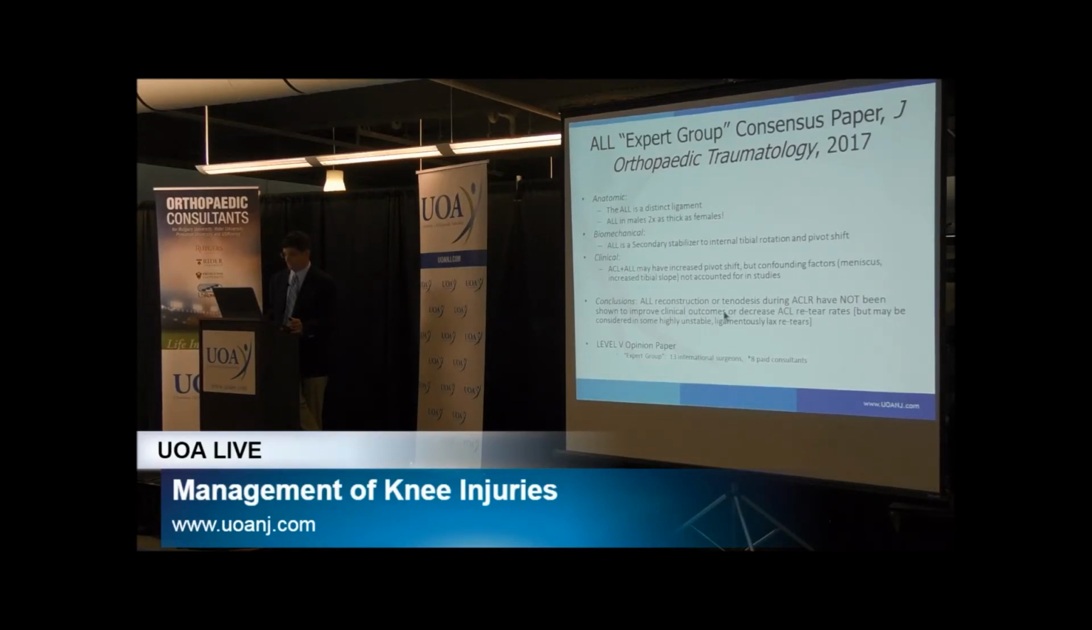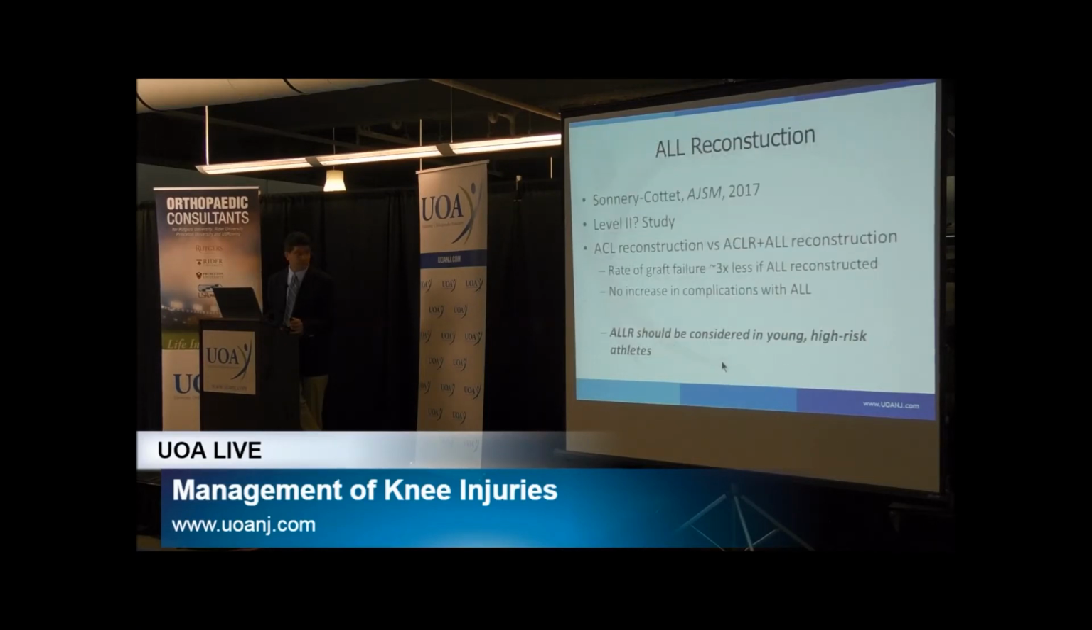The conclusions of this paper were that ALL reconstruction has not been shown to improve clinical outcomes, but it is something we're starting to talk about, especially in the patients who are at high risk for re-tear.